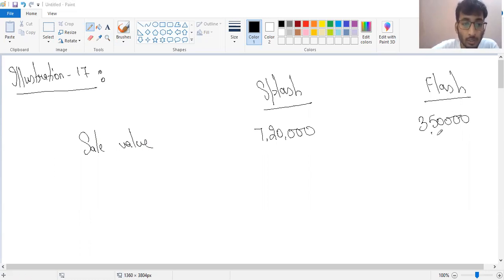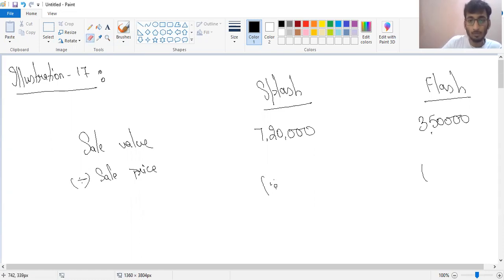Okay. What is the first point asking us? It is asking us the number of units to be sold of splash and flash to achieve the break even point. So firstly, let's calculate the number of units. So it is the total value. Okay. Now what is the sale price? See, the sale price is given to us as rupee 3 and rupee 4.